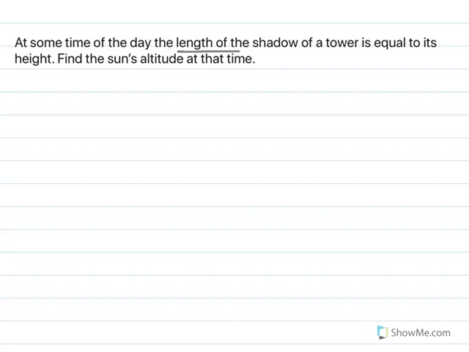At some time of the day, the length of the shadow of a tower is equal to its height. Find the sun's altitude at that time. So here again we have a tower. Say the tower is AB. The length is not given, but the shadow is equal to its height. We need to draw the shadow.